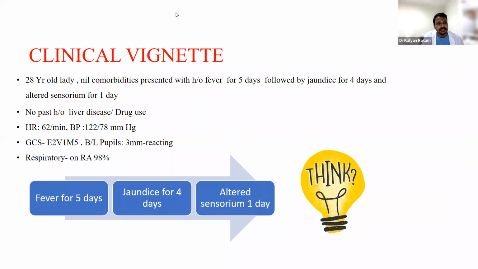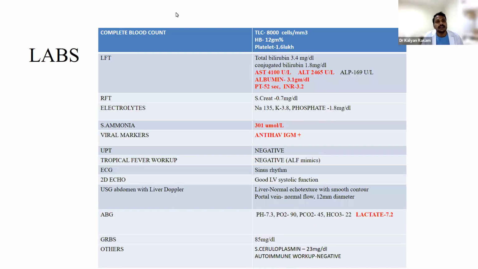On presenting vitals, heart rate is 62, BP is 122/78, and her GCS is E2, V1, and M5. Both her pupils are 3 mm and reacting to light. On room air, her saturation is 98%. So if you look at it, there is fever for 5 days and jaundice for 4 days, with altered sensorium since 1 day. So what does this point out? The history points out something. Let's also look at the labs.